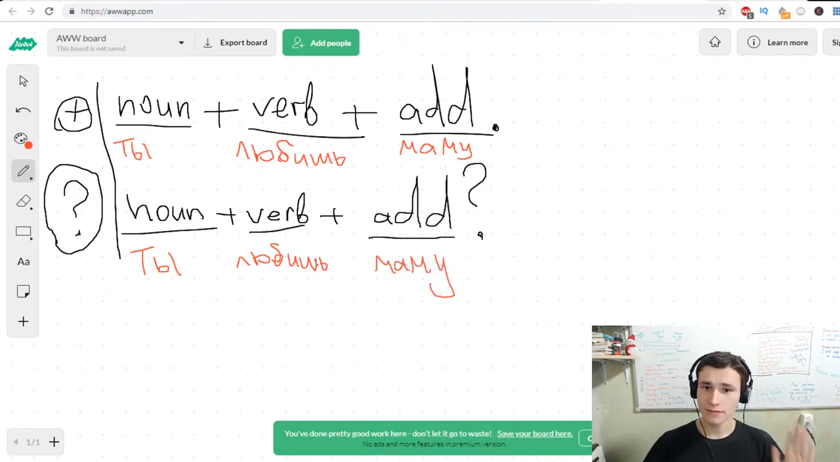It's the same, yes? But here we have a dot, and here will be a question mark. And everybody in Russia will understand you. The only thing you need to do, when you say a phrase like a question... no, like a fact, yes, the fact that ты любишь маму. Ты любишь маму.